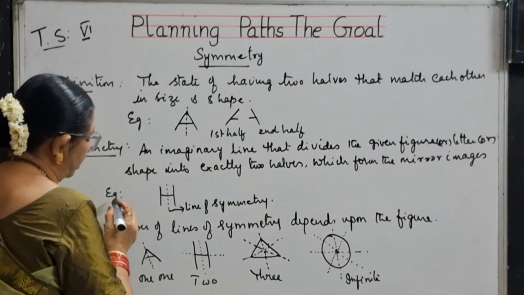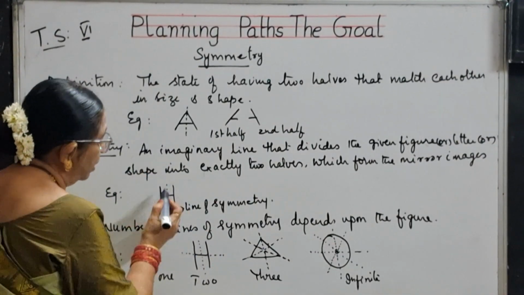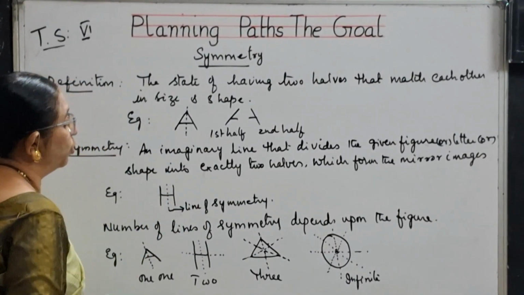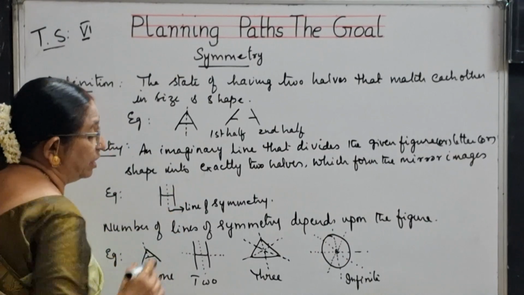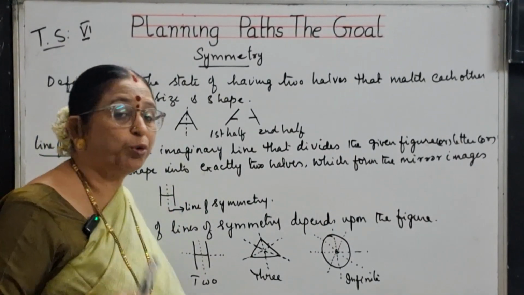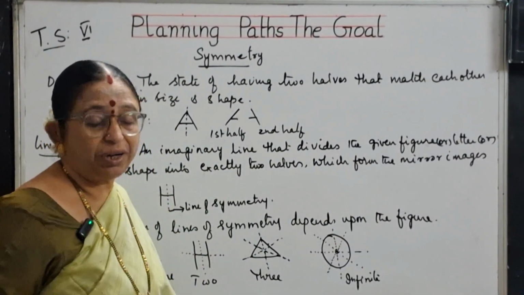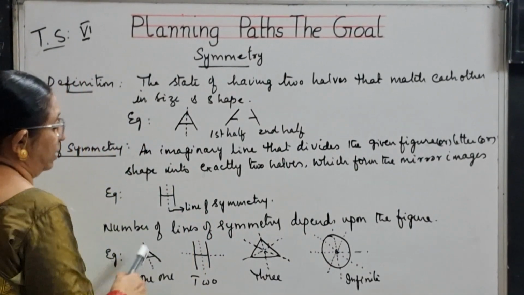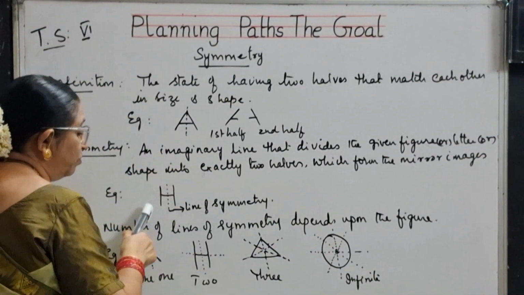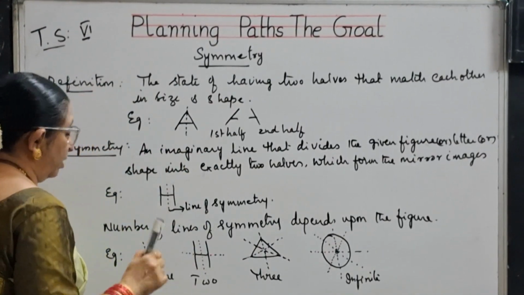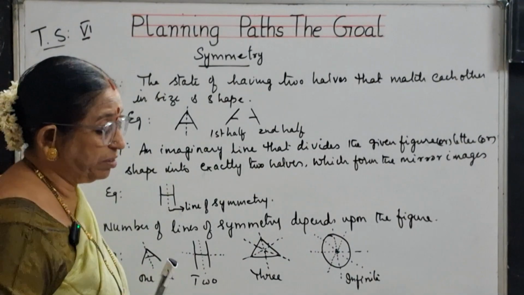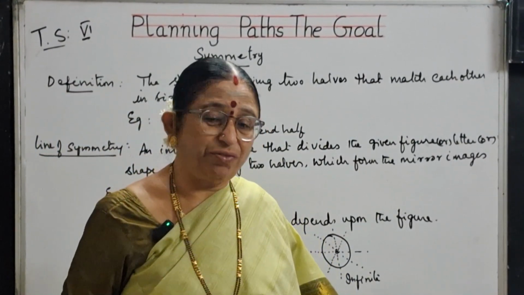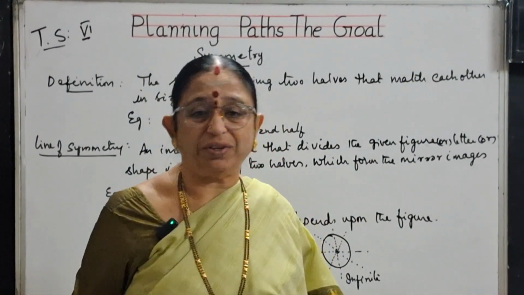So here I have taken an example of letter H in your English. If you draw a line exactly at the center, this becomes two halves. This imaginary line you should always draw in broken lines, not in broad lines. So this broken line is called line of symmetry. These are symmetric figures which have got line of symmetry. Now, according to the shape given to you, the number of lines of symmetry differs for different figures.